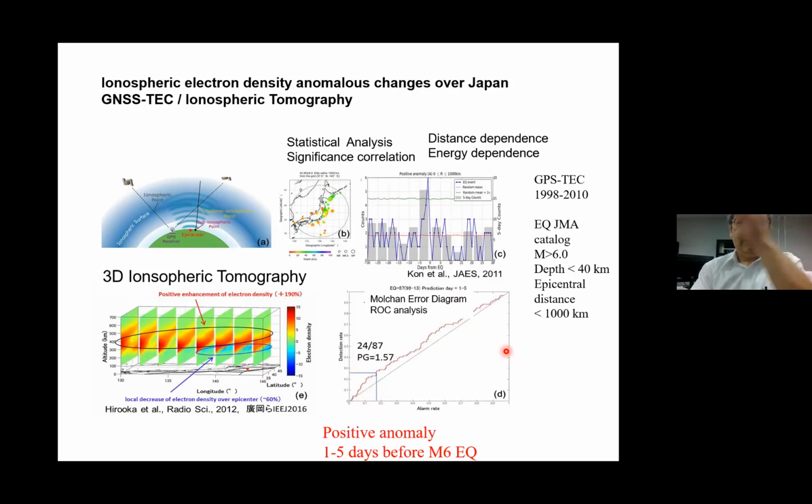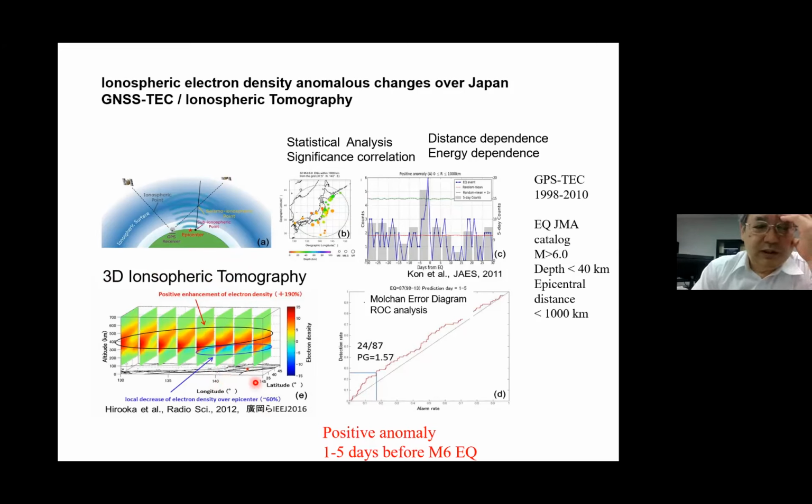TEC is the integrated value of electron density between ground-based receivers and satellite antenna. Okay. We use these data and we make tomography of 3D electron densities. And this is the final result. And we subtract the 15 days backward median values.